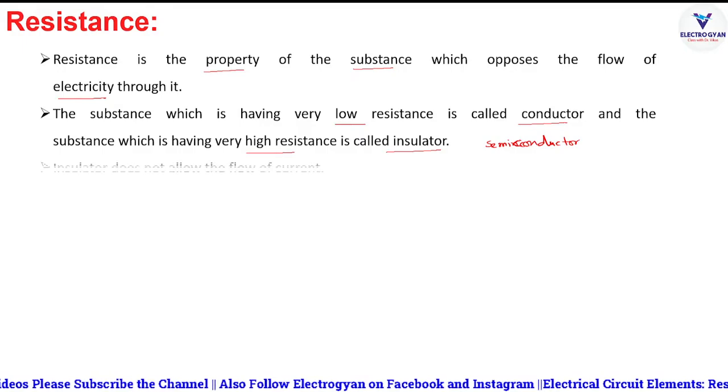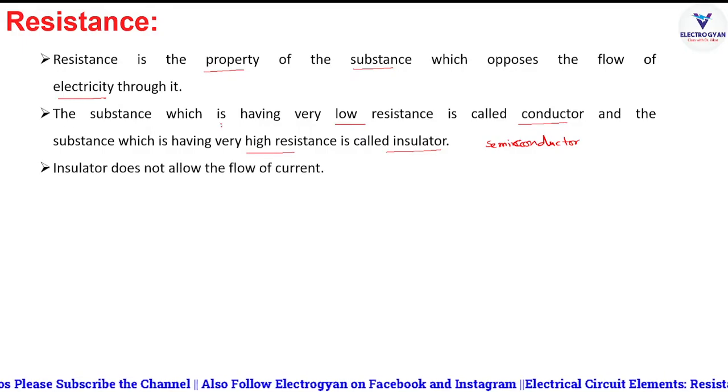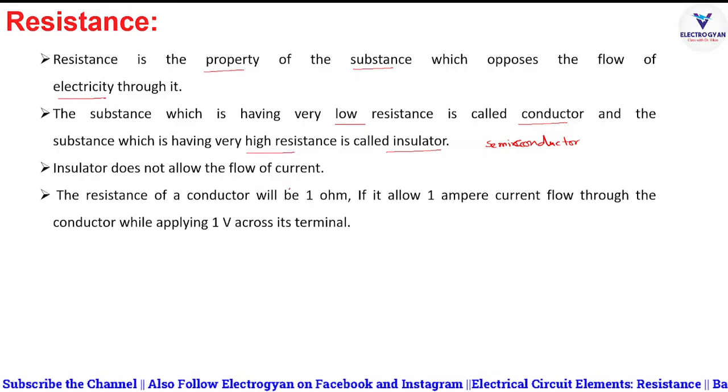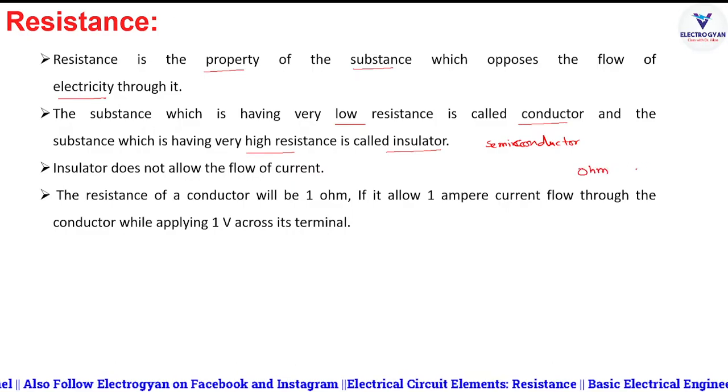So let's move ahead. Insulators do not allow the flow of current because they have high resistance. So an insulator does not allow the flow of current. Now, the unit of measurement of resistance is the ohm. It is denoted like this.